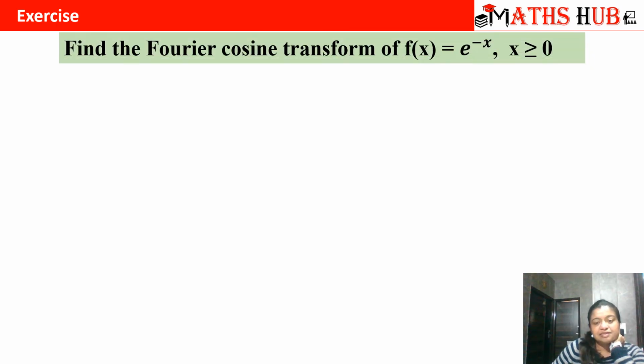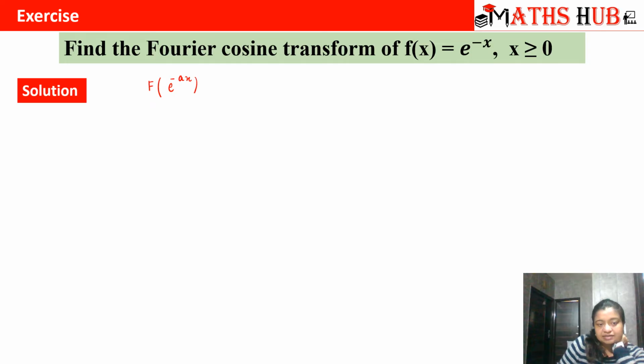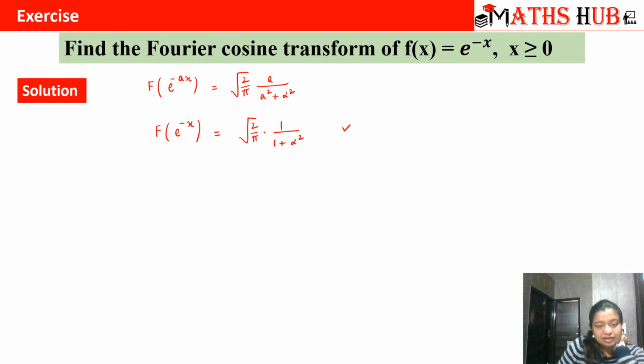So the next question says, find the Fourier cosine transform of f of x equal to e to the power minus x. Now I'm not doing this question. This is a homework question for you. I'll just give you a hint. We have already calculated the Fourier transform of e to the power minus ax. So that is coming out to be under root 2 by pi a upon a square plus alpha square. So your question is to calculate the Fourier transform of e to the power minus x. That means you are substituting a as 1. So this will become under root 2 by pi 1 by 1 plus alpha square. So you can do this and check that you should be getting this as your answer. Right? Okay. So we move on to the next question.